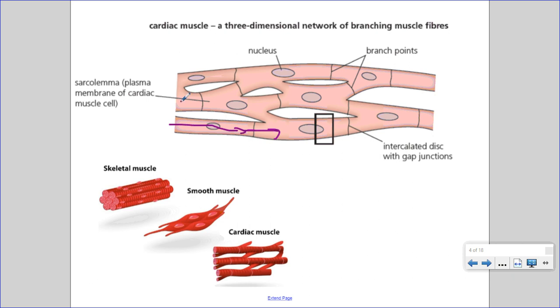And as the depolarization passes from one cell, it can pass to multiple cells at the same time. So it allows for a rapid and synchronized depolarization. The diagram here just shows how the cardiac muscle is organized relative to other types of muscle.